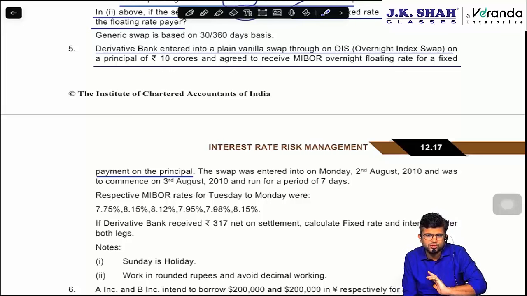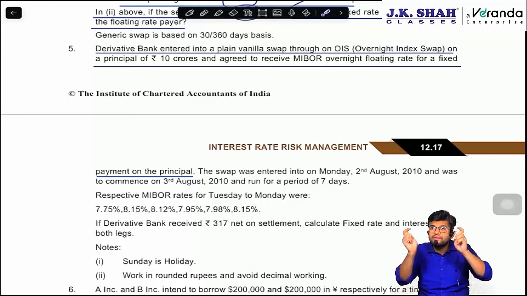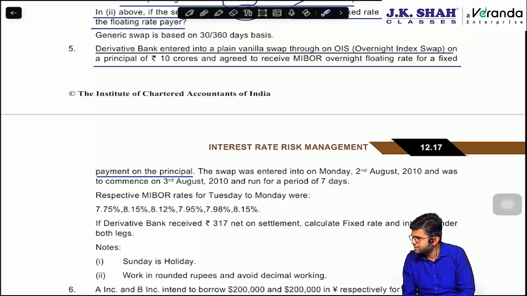Overnight does not mean the swap period is only 1 day. Overnight means the swap period could be 10 days, but there are 10 reset periods. I hope everyone is clear. Every day there is new interest. Every day we will check net gain, net loss, net gain, net loss, like that. I hope everyone is there.